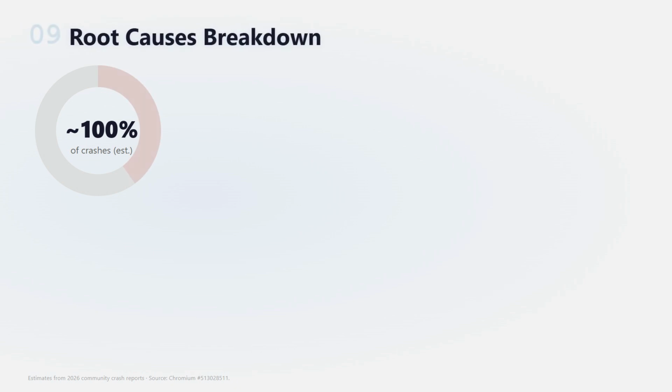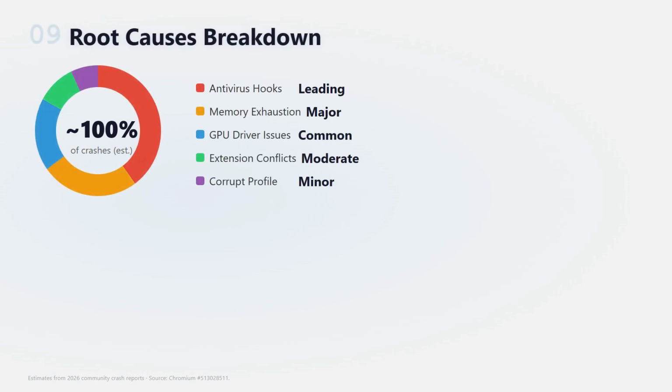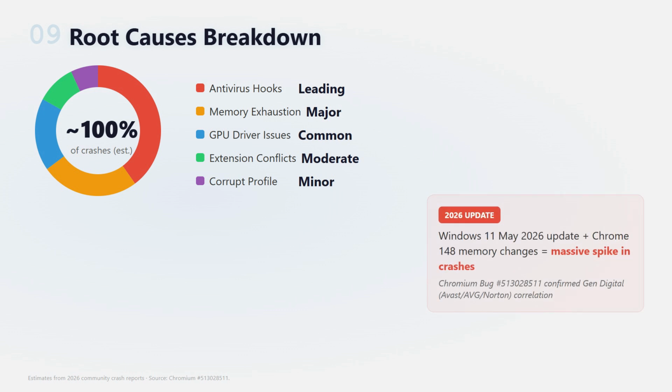Let's break down the root causes. Antivirus hooks from Gen Digital products are the leading cause of these crashes. Memory pressure and GPU driver issues are also common triggers. Extension conflicts and corrupt profiles make up the rest. The Windows 11 May 2026 update triggered a massive spike in these crashes.